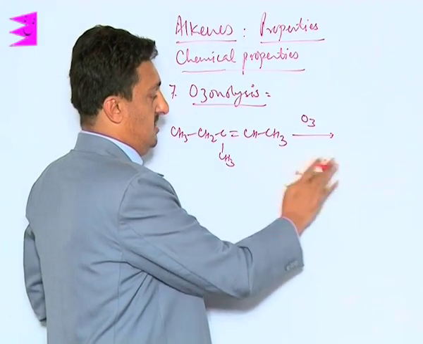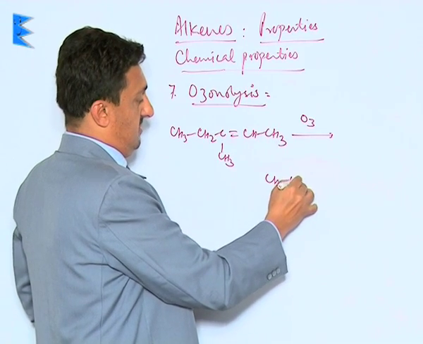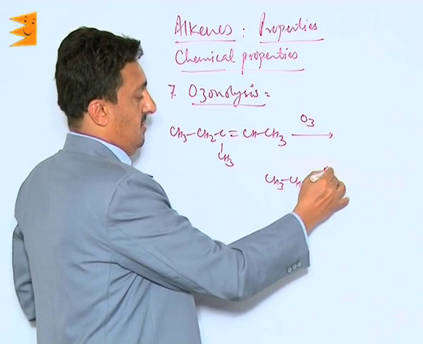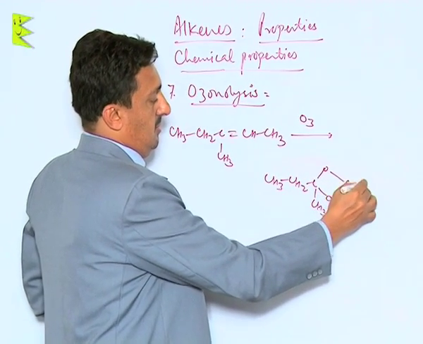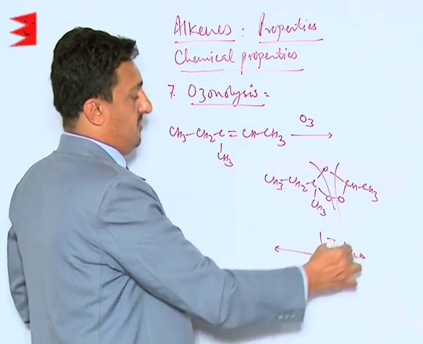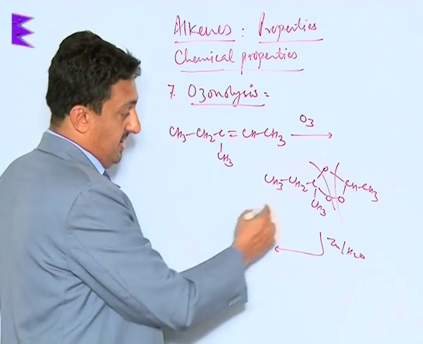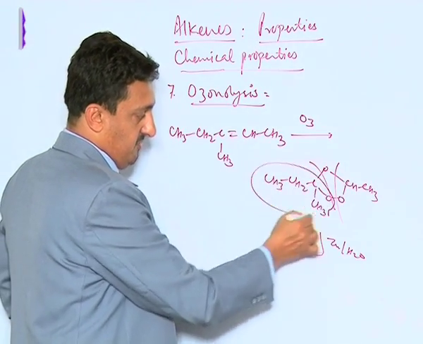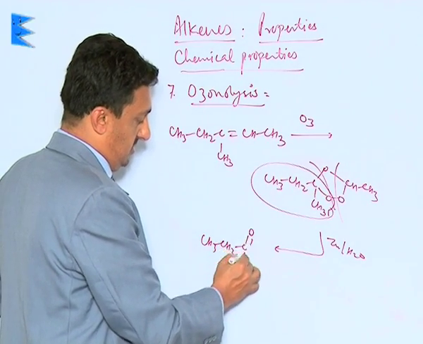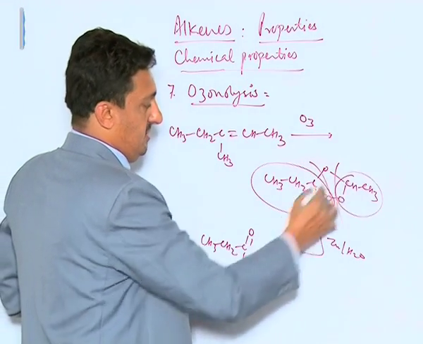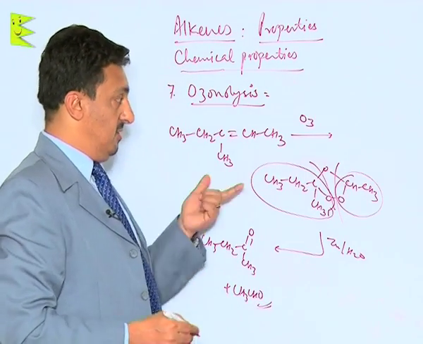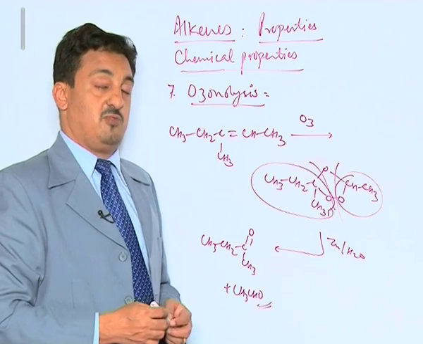CH3, CH2, CH3, CH3. This on reaction with zinc water leads to breaking of the bond like this. What we get is a ketone of this one. This oxygen goes with this chain. So it is CH3, CH2, C double bond O, CH3, and we get this also plus CH3CHO. So these are the two products obtained on ozonolysis, and this is how we get different products from the ozonolysis of alkenes.